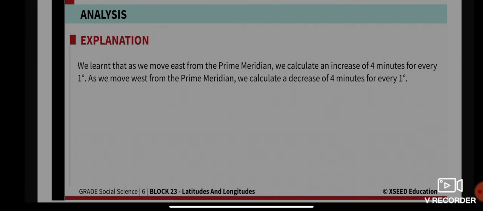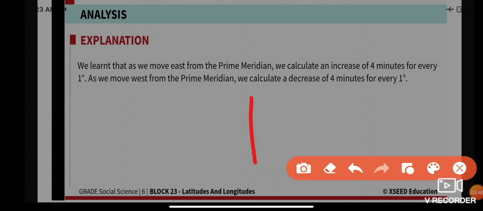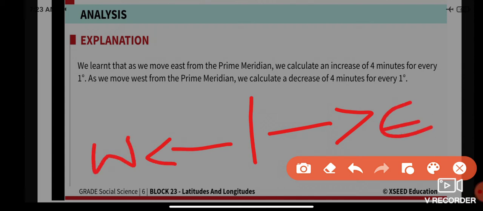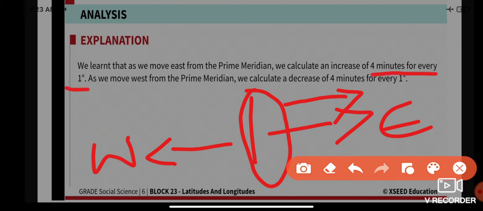We learned that as we move east from the prime meridian, toward the eastern side, please listen carefully, and this is the prime meridian, we calculate an increase of 4 minutes for every 1 degree. So as we move toward the east of the prime meridian, we increase 4 minutes for every 1 degree.